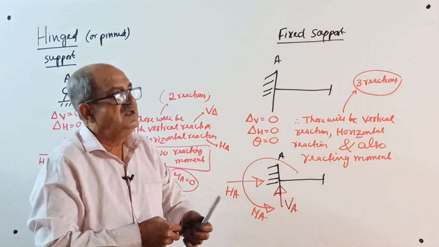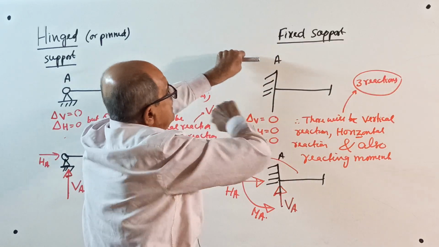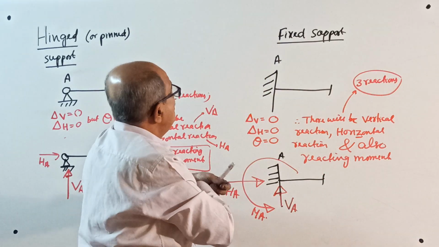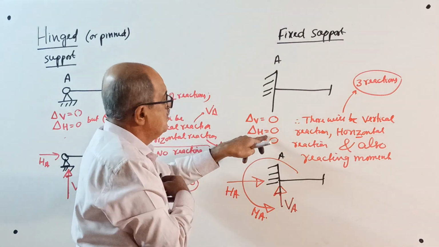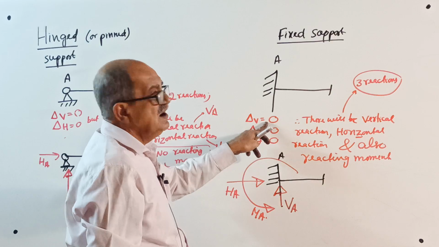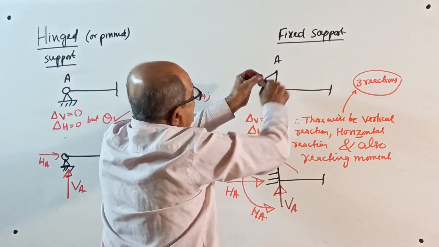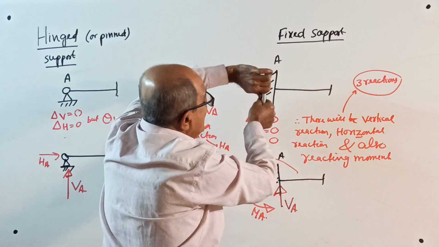Okay, now fixed support. See here. This way, apply a horizontal load, it cannot move. Therefore horizontal displacement equals 0. Apply a vertical load, it cannot move. Vertical displacement 0. Try to rotate? No. If you try to rotate, the support will give you a reacting moment.